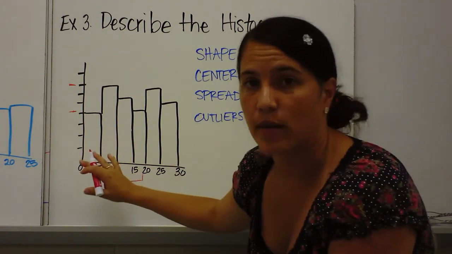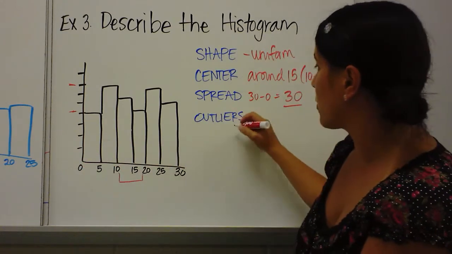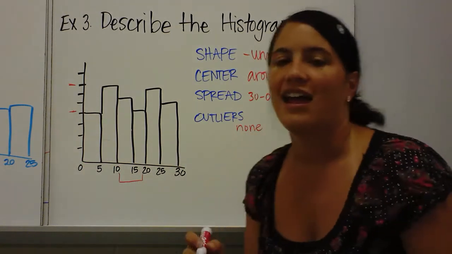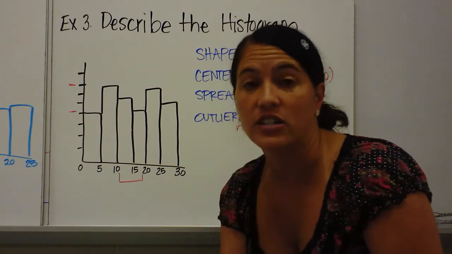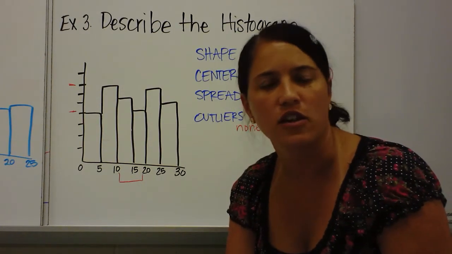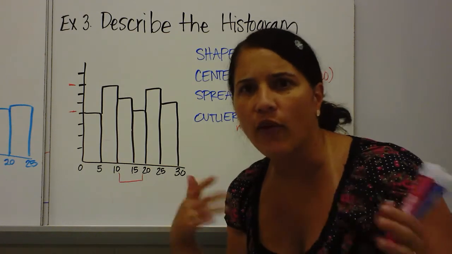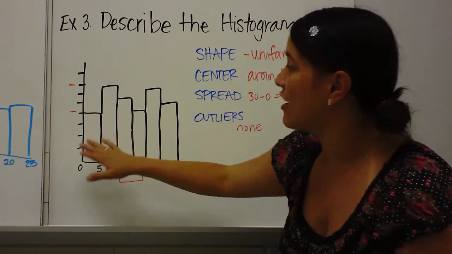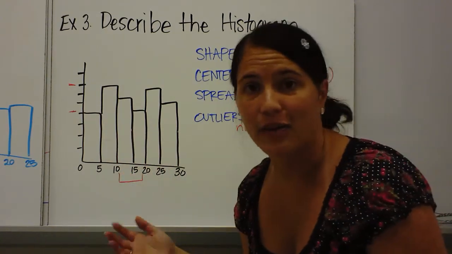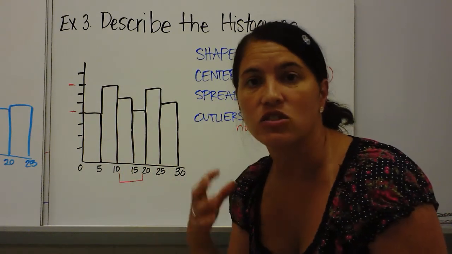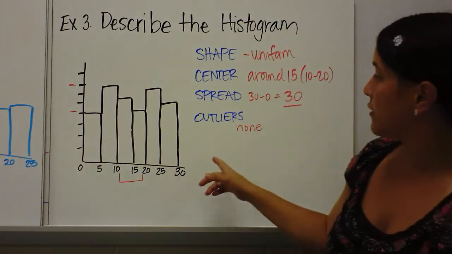And then outliers. According to this histogram, it doesn't look like we have any outliers, so we're going to put none. And later, I'm going to teach you a way to actually calculate an outlier to see if a data value really is an outlier. Because I know the question is, well, how far away does it have to be to be an outlier? But in this data, you can tell it's all clumped together, and there's not going to be an outlier because it's not skewed. If the data is skewed, then there's probably an outlier.